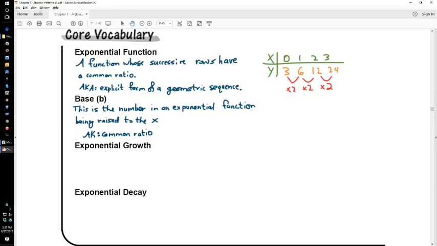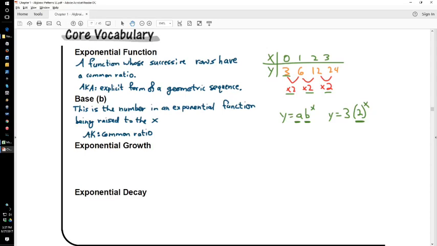Okay, so remember from a couple days ago when we first did the geometrics, I showed you an explicit form of it. The equation was y equals ab to the x, where a was your starting point and b was your common ratio. In this case, your starting point is 3. So for this equation, it's y equals 3 times 2 to the power of x, where your b value is 2.